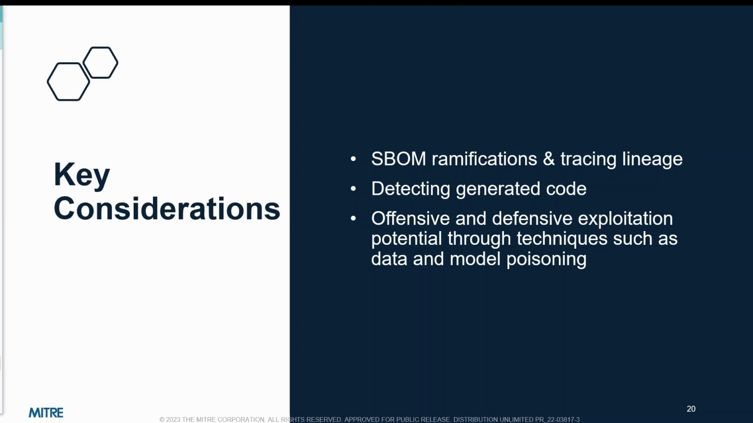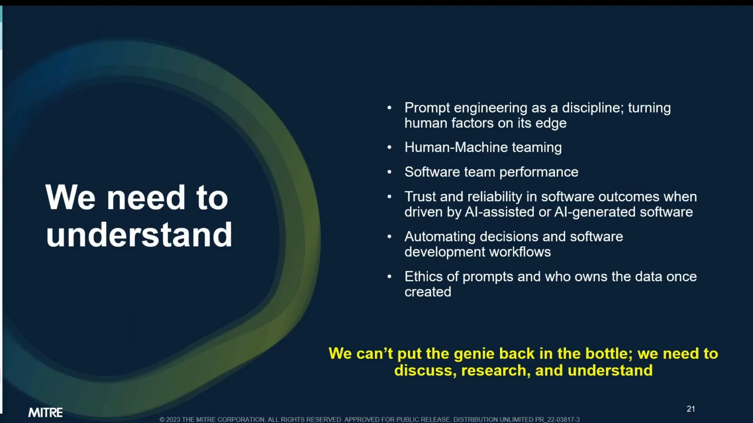We also have to go in with our eyes wide open, understanding offensive and defensive exploitation. Bad models produce bad outcomes, especially if someone intentionally poisons the model. Especially with code generation, a whole new breed of vulnerability is on the horizon. Look, guys, there's still a lot that we need to understand. We can't put the genie back in the bottle. We need to discuss, research, and understand.